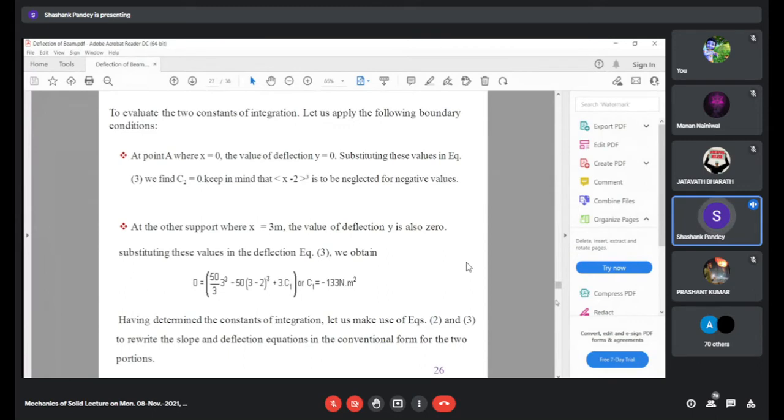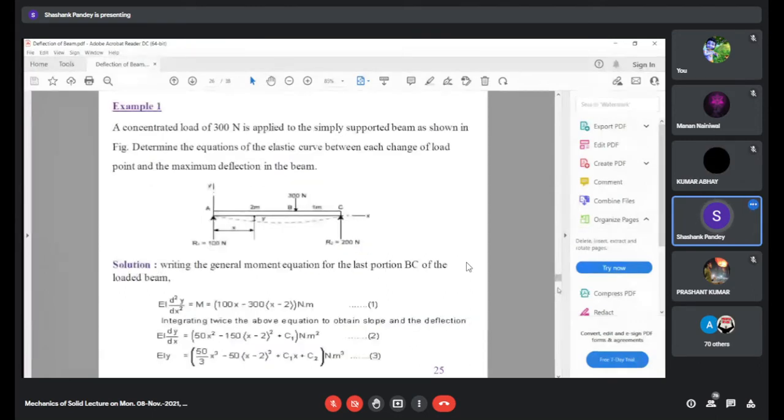So we already know the values of these constants. Now the next task is to determine the maximum deflection. You can see from the figure that the maximum deflection will be between portion A to B. So between A and B, we will neglect the x minus 2 term from the expression of the displacement, and get the value of maximum deflection by equating at the point of maximum deflection.